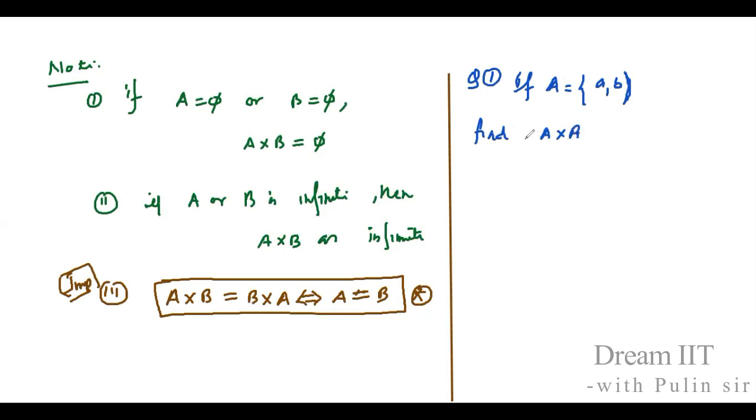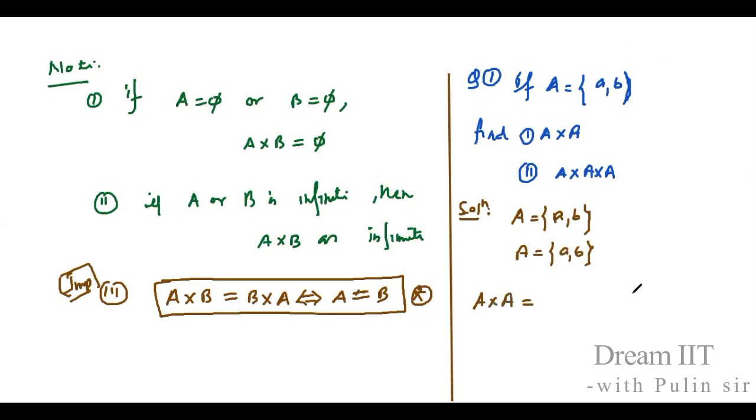A cross A, number one, and you find A cross A cross A. So this you have to find. Now the solution. Simple. If I write this for my convenience, both the sets, if I write like this, then it will be easy for me to form this A cross A. So how do we do it? How do we do it, you see.